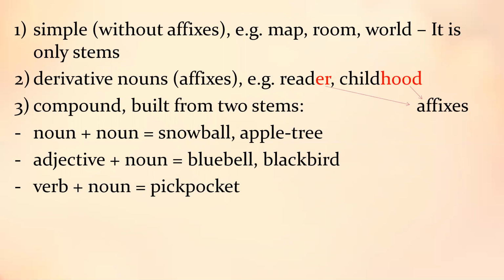And the third type, compound nouns, are built from two stems. They could be noun plus noun, adjective plus noun, or verb plus noun. It shows several samples. Snow as a noun and ball also as a noun. If we compound them, we build from two stems a compound noun, snowball. Or adjective plus noun: bluebell or blackbird. And verb plus noun: pickpocket.